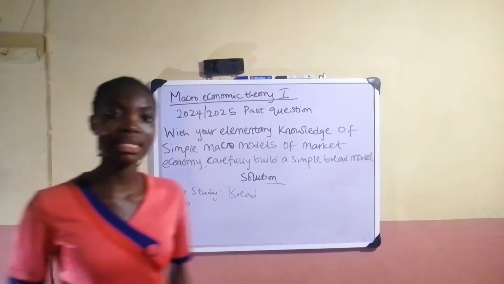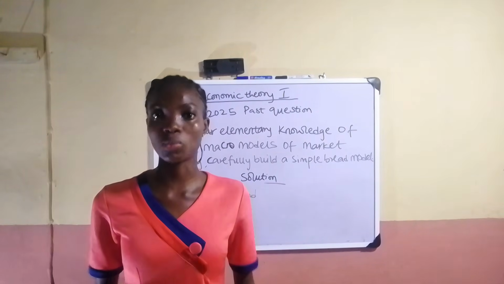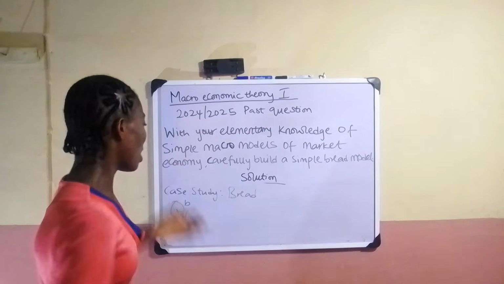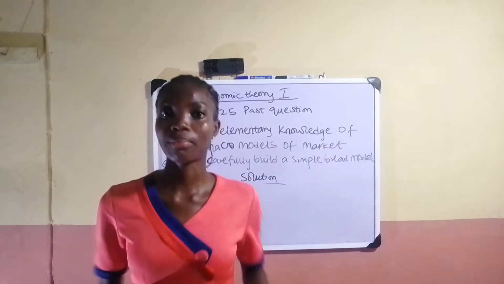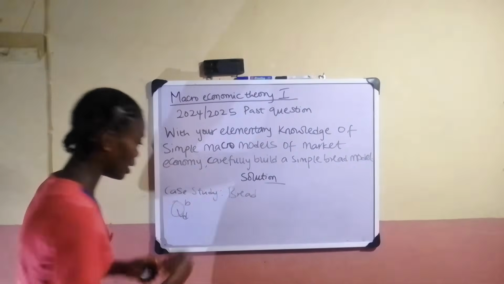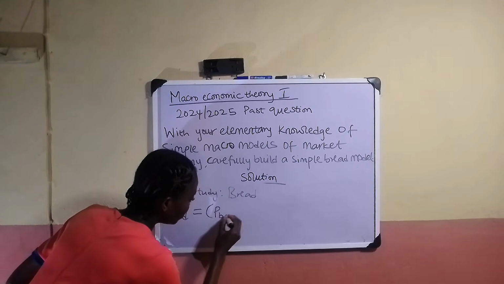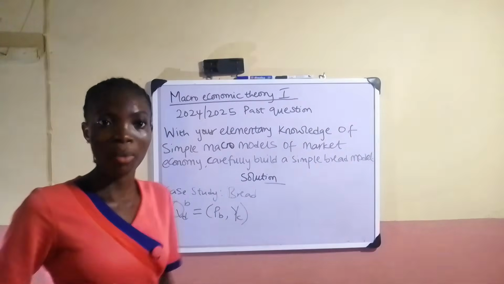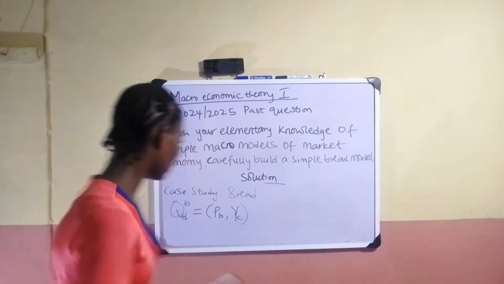The quantity demanded of bread represents the amount or the quantity of bread which one is willing and able to buy at a particular point and at a given price. Here now, demand, as we all know, is a function of price and the income of consumers. So here, the quantity demanded of bread equals a function of the price of bread and the income of the consumers.